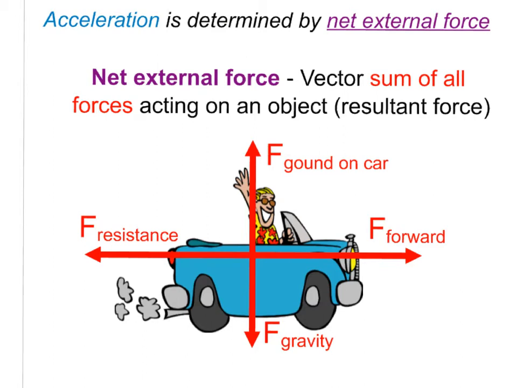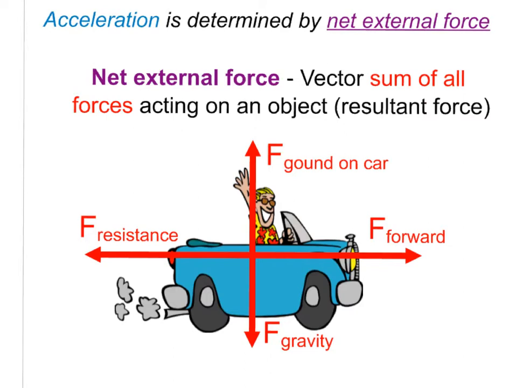So we've thrown around this term net external force. Let's take a look at specifically what we mean by that. The net external force is the vector sum of all forces acting on an object. In other words, it would be the resultant force vector when we add all the different forces.